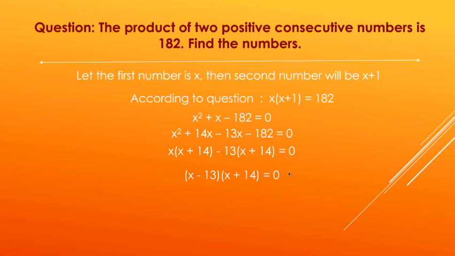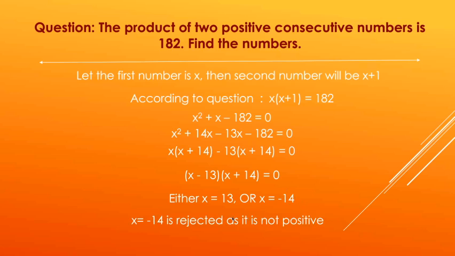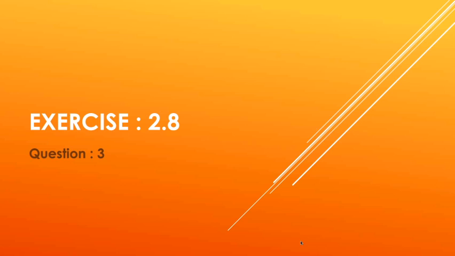As the product of two values is equal to 0, either of the values is equal to 0. x minus 13 is equal to 0 means x is equal to 13. x plus 14 is equal to 0 means x is equal to minus 14. But it is mentioned in the question that it is a positive number, so x is equal to minus 14 will be rejected, as it's not possible. The first number is x is equal to 13, and the second number was x plus 1, so 13 plus 1 is 14. So our two required numbers are 13 and 14.